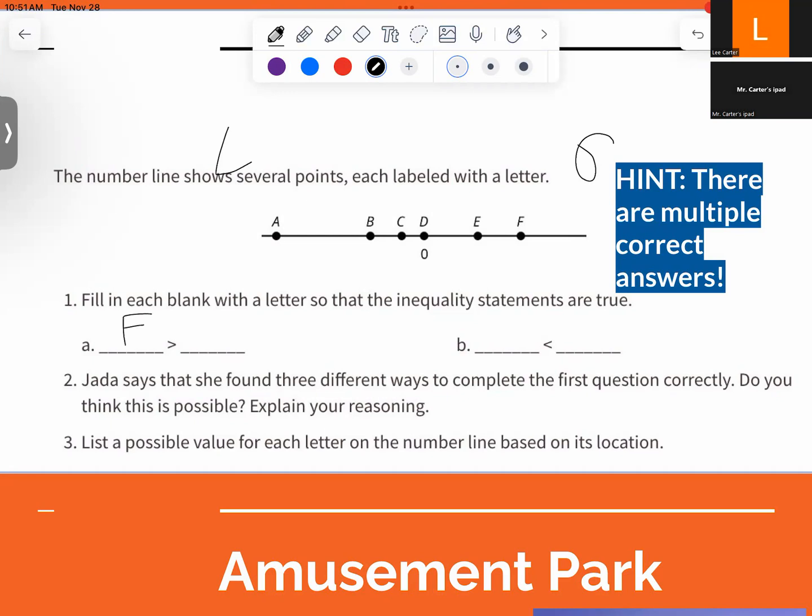Okay, so I'm going to put F is greater than C. Okay, you could have put F is greater than A, F is greater than E, E is greater than B, and so forth. Then on B, it says one that's less than. Okay, so for example, C is less than F, right? Jada thinks she's found 3 different ways to complete the first question correctly. Is this possible? Yes, clearly it is.